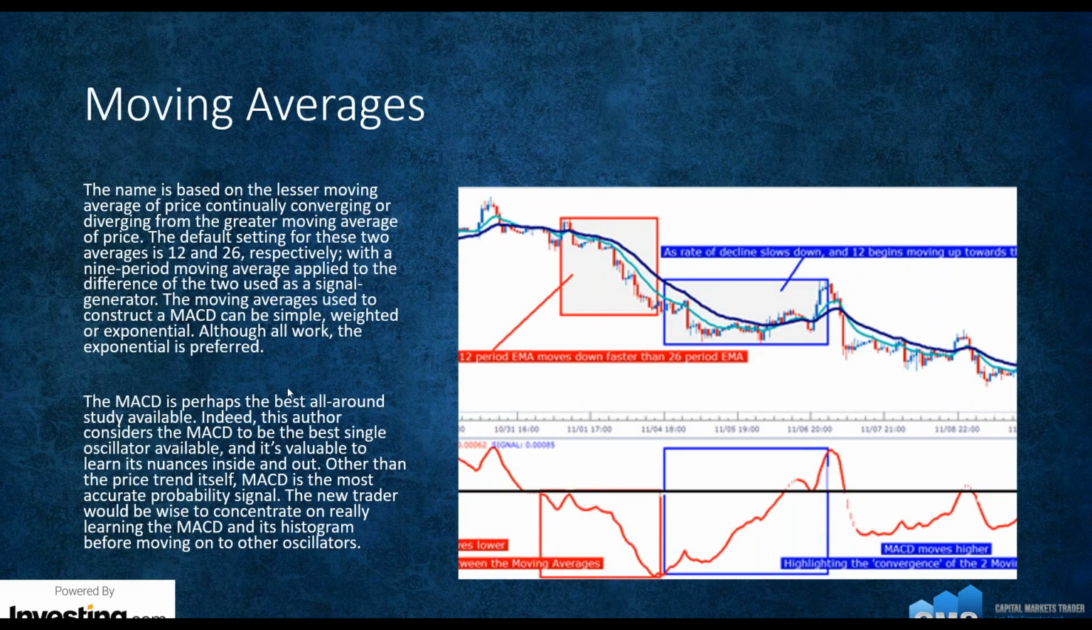Now, the MACD is perhaps the best all-round study available. Indeed, I myself consider the MACD to be the best single oscillator available, and it's worth learning its nuances inside and out. And that's why we're going step by step, because I want you to learn each part of this inside and out.